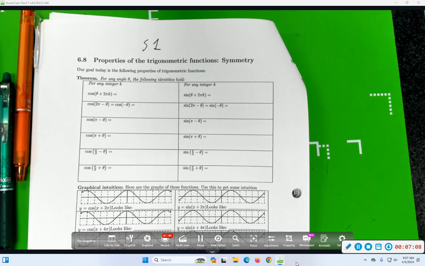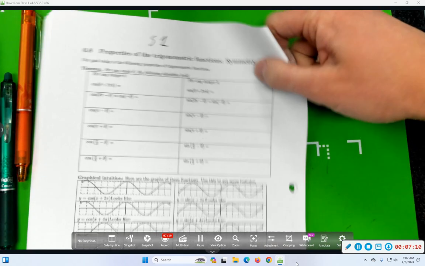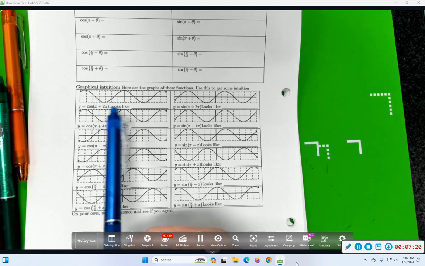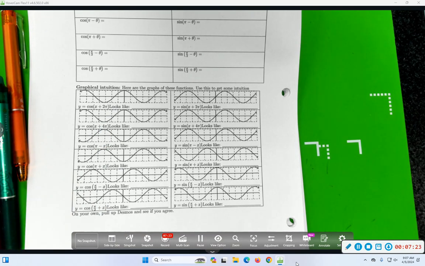And I am going to jump down now to, in the notes, let's look at these graphs. So here's some computer-generated graphs of some shifted trig functions. So here's the first one, cosine of x plus 2 pi. Of the functions up there, which one does it look like?